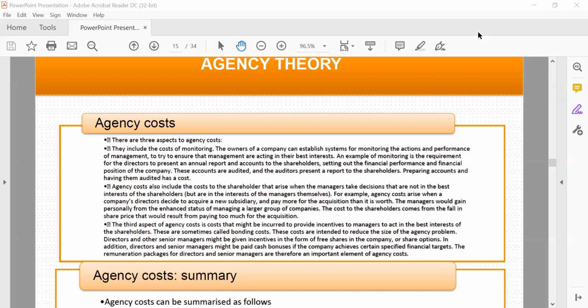These are costs. So number one is what? The cost of monitoring. Number two, bonding cost. Number three, costs as a result of managers not acting in the best interest of shareholders. This is very, very important.